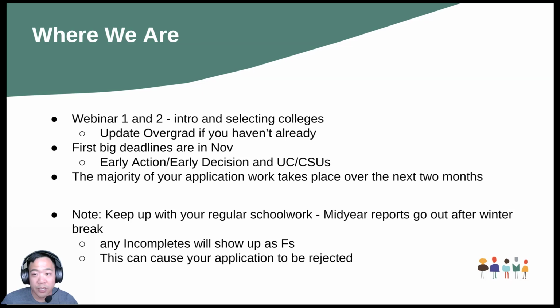The first big deadlines are going to hit in November with early action and early decision schools, plus UC and CSU applications. The next 2 months are focused on building your applications. Just a reminder, during this time, your grades still matter. Media reports are going to go out after winter break, and any incompletes will show up as Fs, so make sure you keep up with your schoolwork.